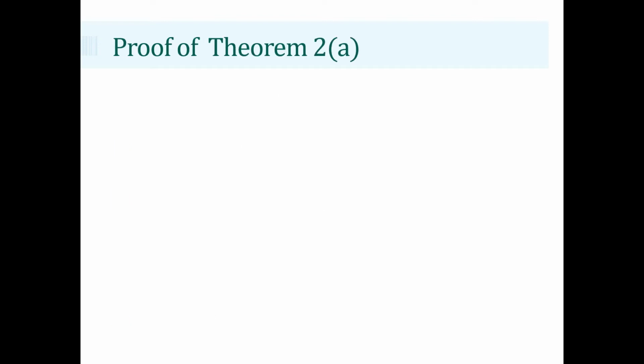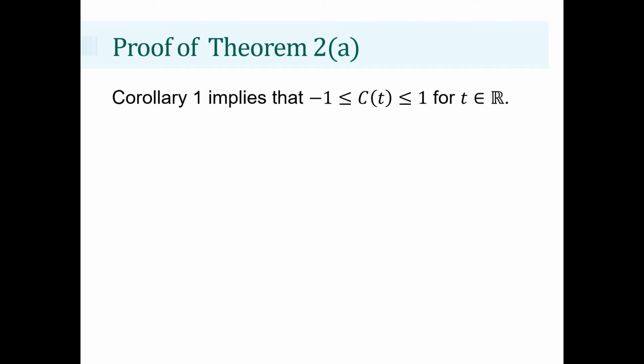So, proof of Theorem 2a. Corollary 1 implies that C of t is greater than or equal to negative 1 but less than or equal to 1 for t na element ng set of real numbers.